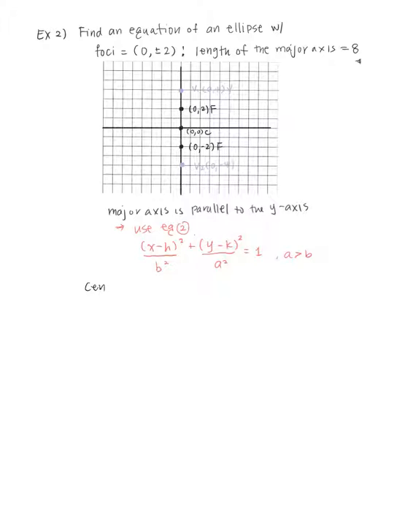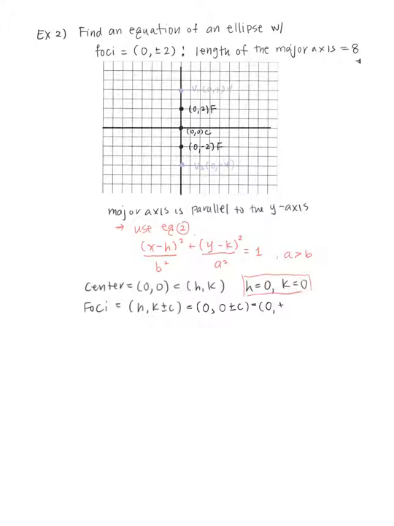Now we know that the center is (0, 0), which is going to be our (h, k). So we got h is 0, k is 0. Next one, our foci. The formula is (h, k ± c). But since h and k are both 0, you're going to have (0, 0 ± c), but our foci is (0, ±2). So that implies that our value of c is going to be 2.